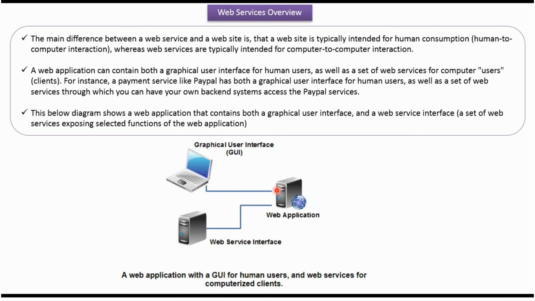Here you can see the web application, which has both a graphical user interface and a web service interface. The graphical user interface is for human users, and the web service interface is for computerized clients. For example, we can take PayPal, which has a graphical user interface for human users and a web service interface for computerized clients.